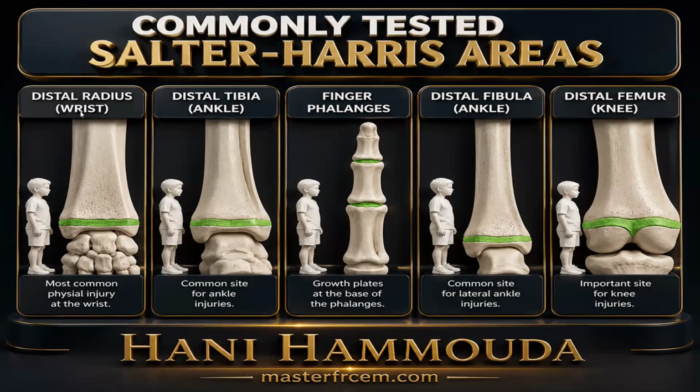Common in the distal radius in the wrist, common in the distal tibia in the ankle. So upper limb, wrist; lower limb, ankle. So wrist and ankle. Easy. And the digits. What does digits mean? Fingers, phalanges, or also the toes. So wrist and digits, ankle and digits. In the ankle, distal fibula, distal femur.